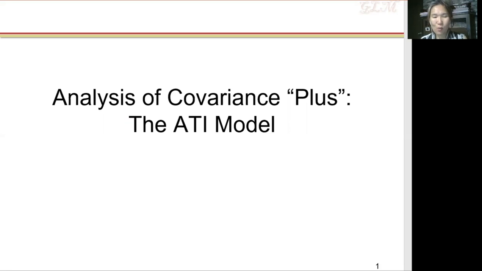Today's topic is ANCOVA Plus or the ATI model. We actually learned the ATI model before, but today's topic is more focused on conceptual things about ATI.